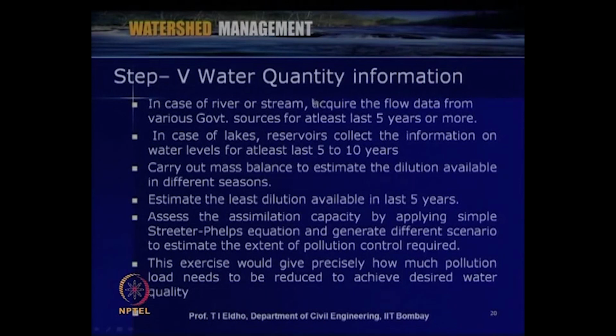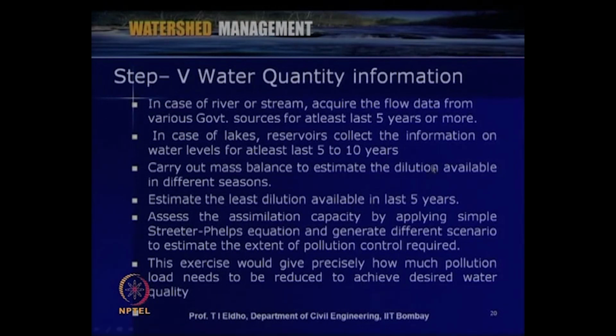And then the next one is step number 5, the water quantity information. So, these issues we have already discussed earlier. In case of a river or stream, we have to acquire the flow data from various government sources and then see how the system is, say, the source of water.